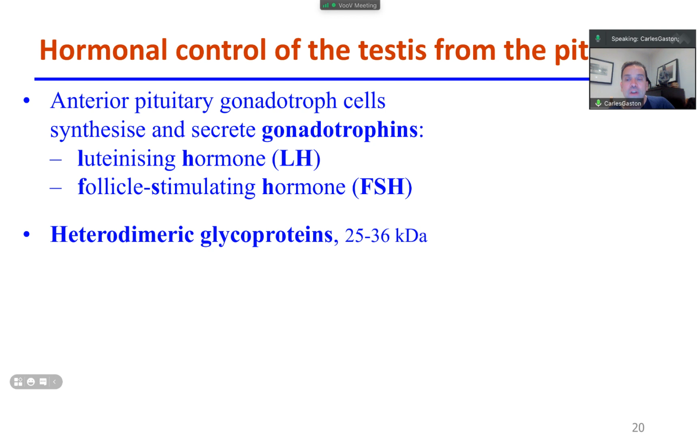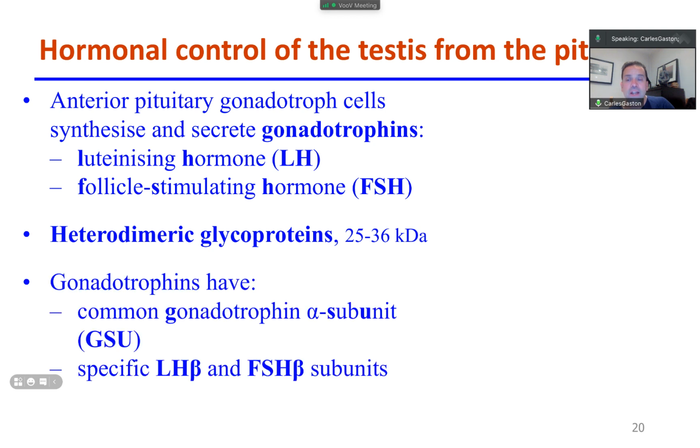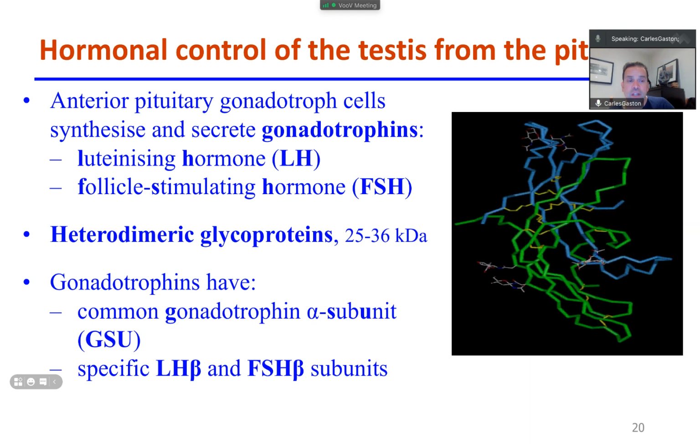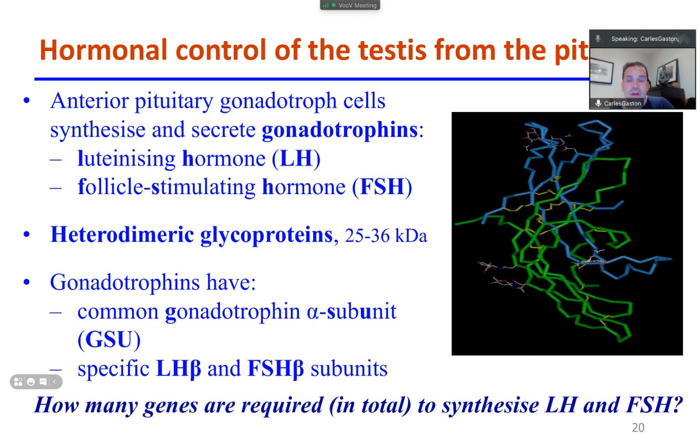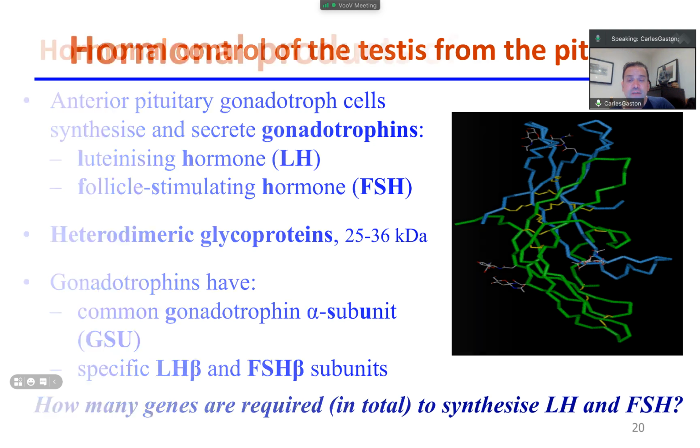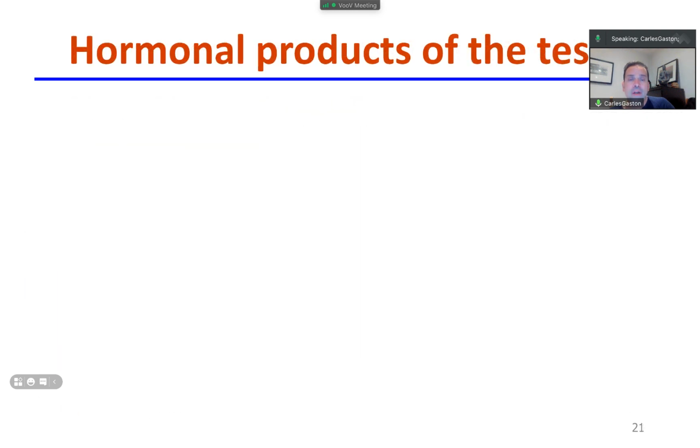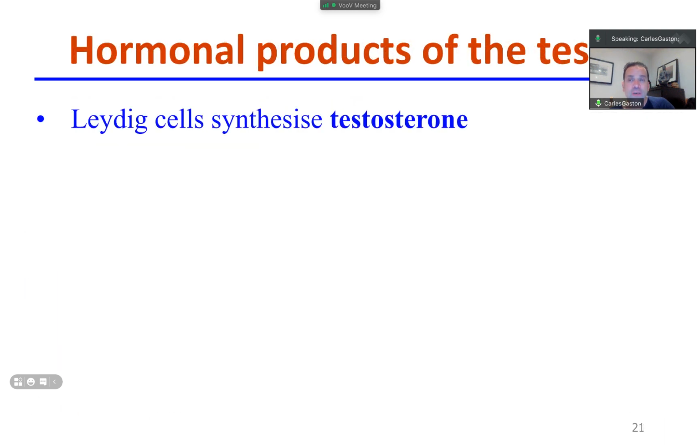They are both heterodimeric glycoproteins, and they have a common gonadotrophic subunit precursor gene, which is alpha GSU, that will specifically translate into the LH beta and FSH beta subunits. So basically there are different genes, LH and FSH, from one common gene, alpha GSU.